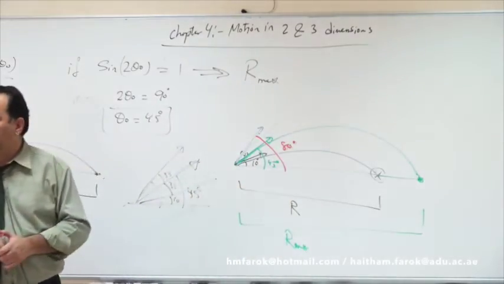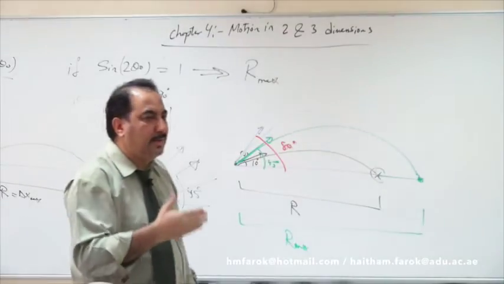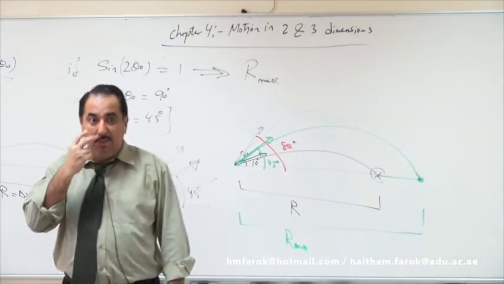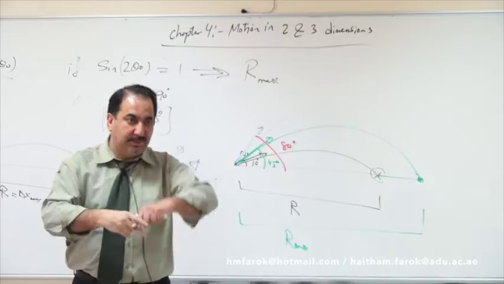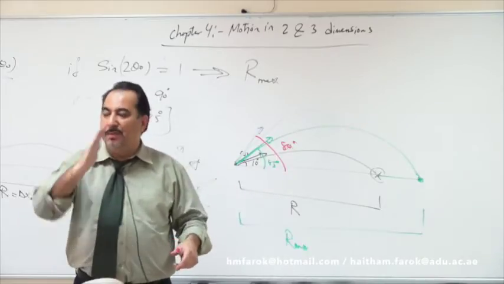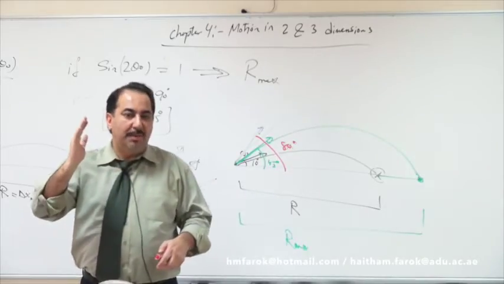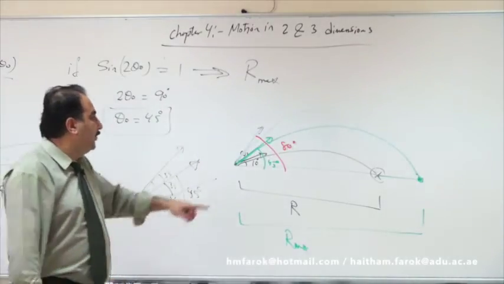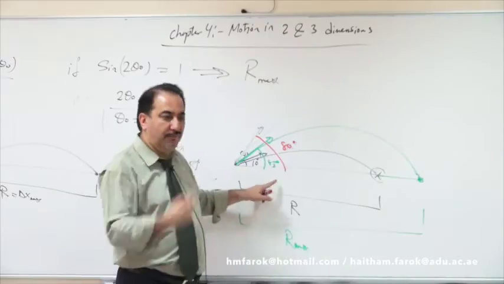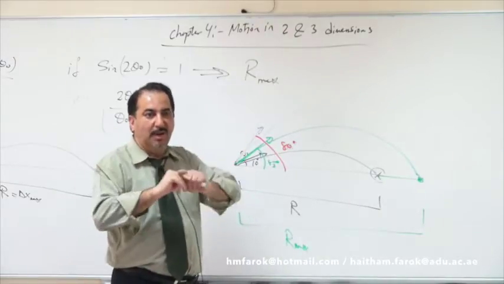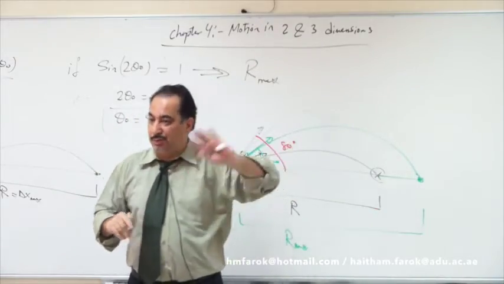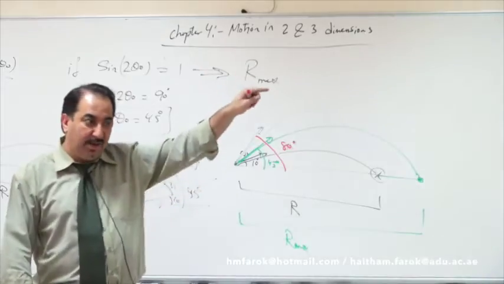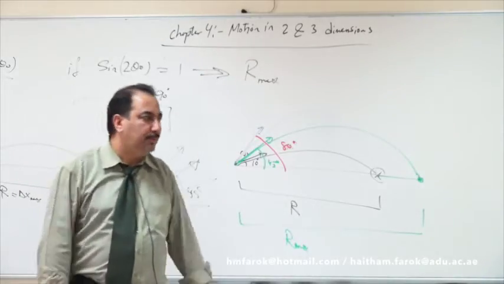You got it? So a target can be hit with two angles in symmetric firing. One below 45, one above 45. Both will hit the same target. But if you fire with 45, you have one angle only, 45. And this is the maximum range. Either you hit the target at maximum or you don't.